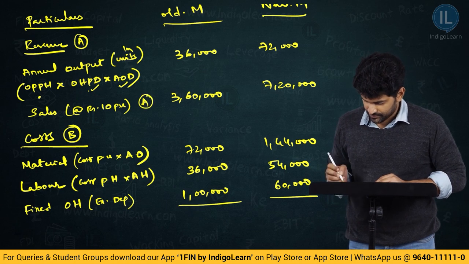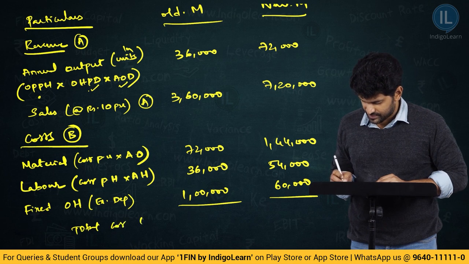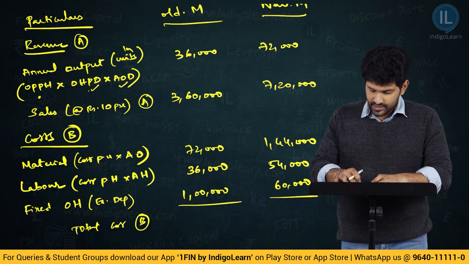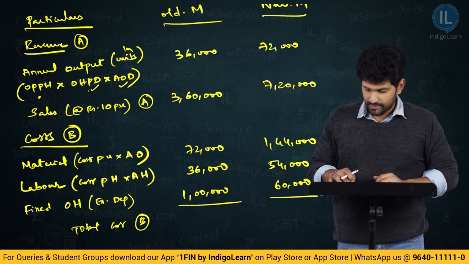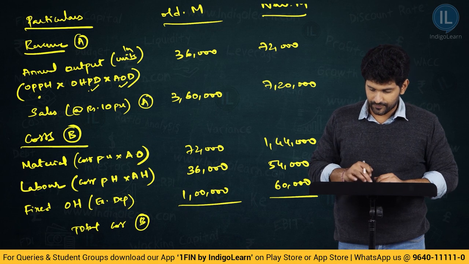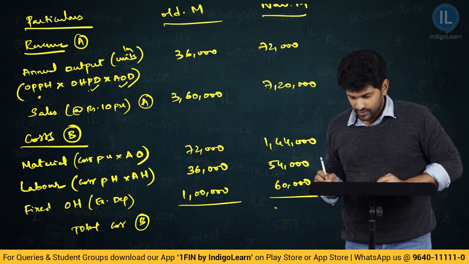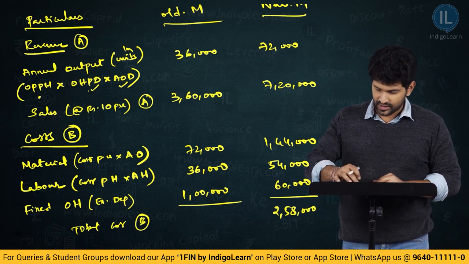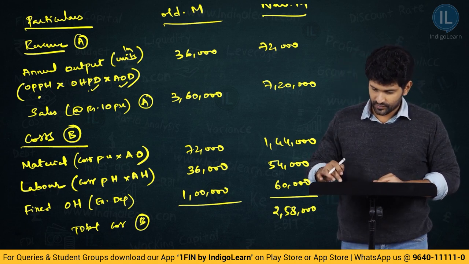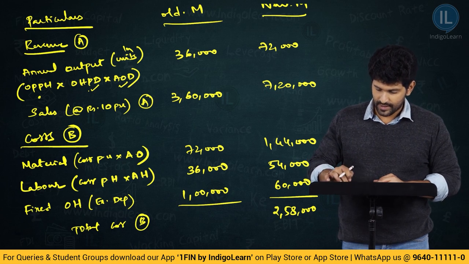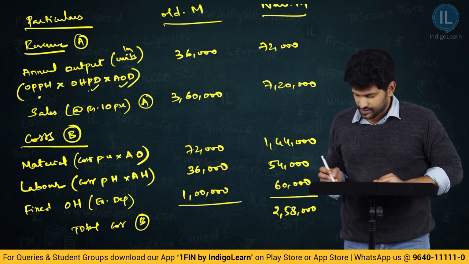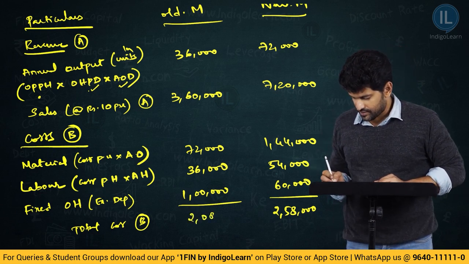This is A, total cost. That is B. We have 54,000 in our calci. So, plus 60,000, I am talking about the new machine, plus 1,44,000. 2,58,000. And in case of the existing machine, 72,000 plus 36,000 plus 1,00,000. That is 2,08,000.